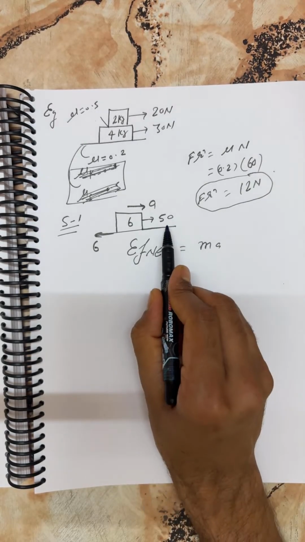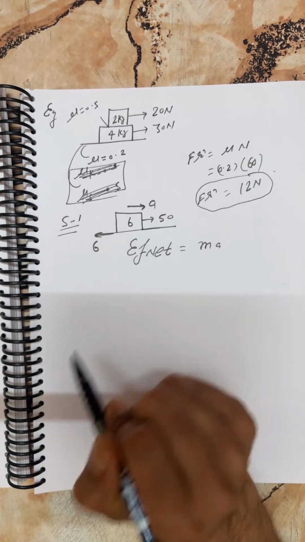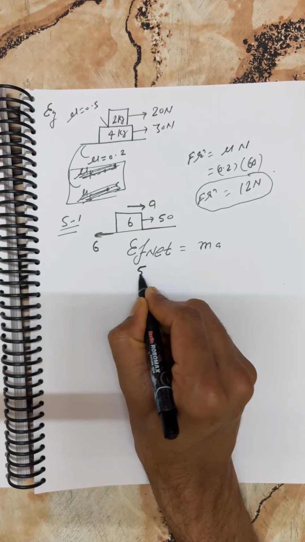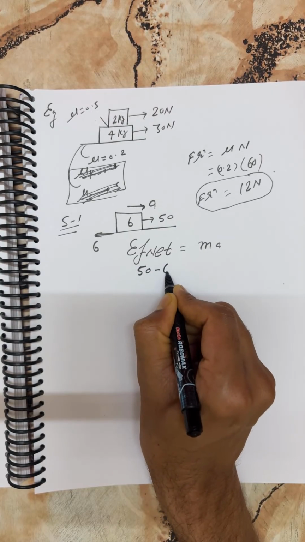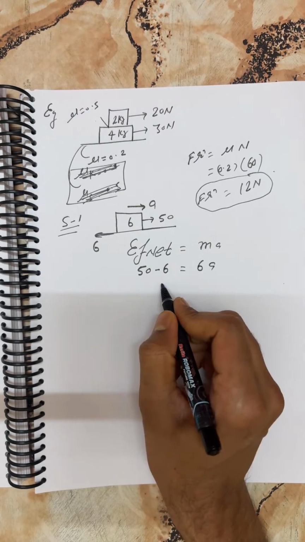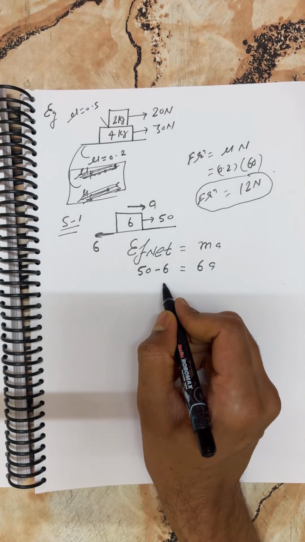So tell me, my dear, do I have to write 50 minus 6 or 6 minus 50? Okay, 12 is your answer. Now, this is what you can write: 50 minus 6 is equal to 6 into a. 50 minus 6, how much?